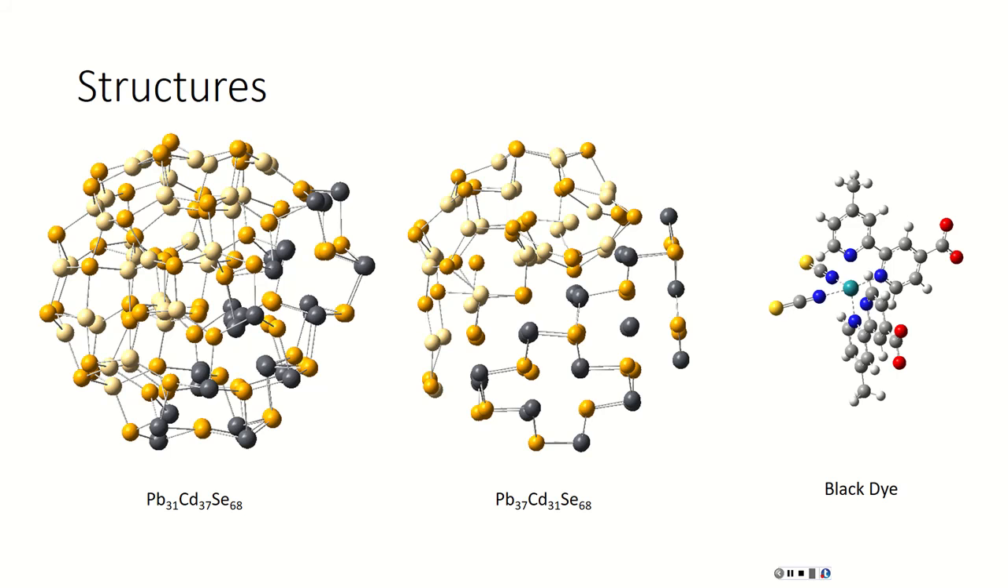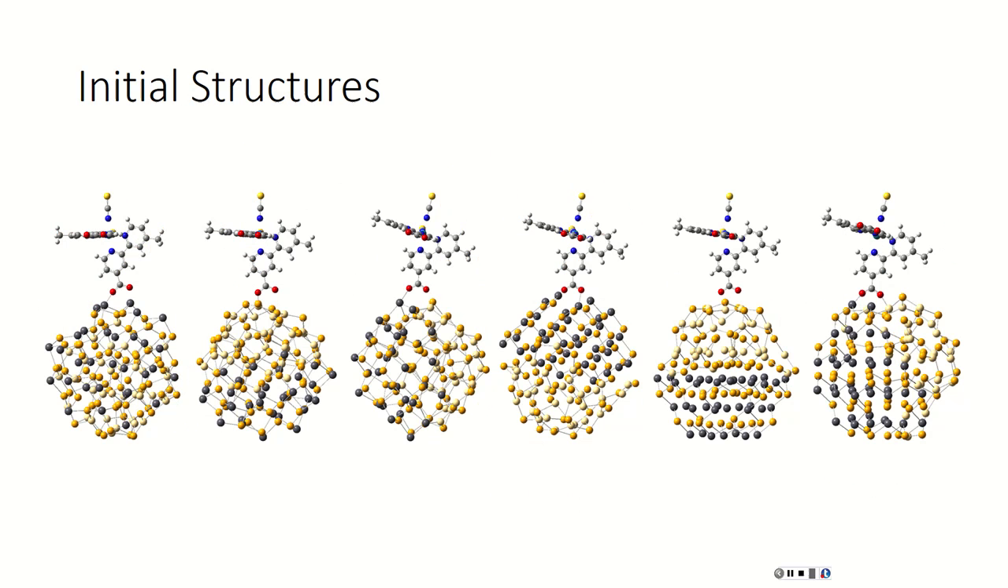So, just some general observations. The cadmium rich is a lot more spherical than the lead rich, which makes sense, given the nature of lead selenium and cadmium selenium. But you're not here for that. You're here for some more complicated structures.